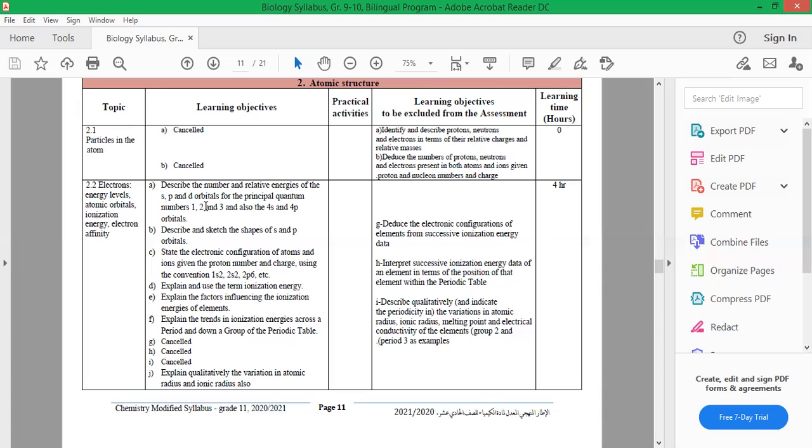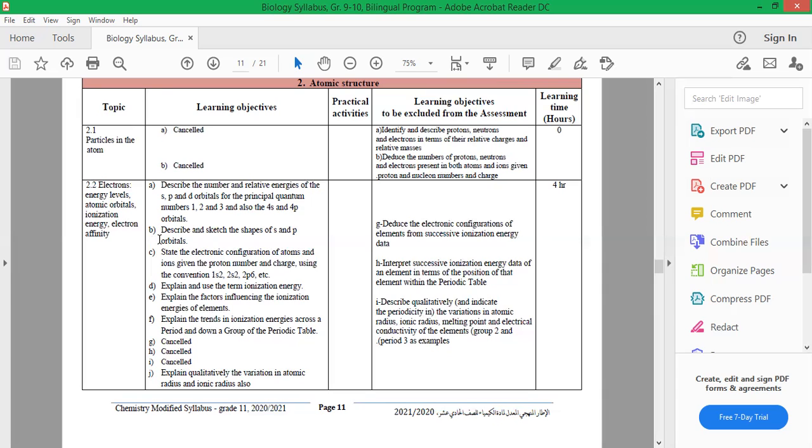Then for the first objective, you need one thing for calculation: how many electrons in N1, N2, N3, and N4. For that purpose, what will you do? 2n square. The n number will be given to you, maybe n is a quantum number like N2. So your formula is 2n square. Substitute the value of n, then calculate how many electrons are there.